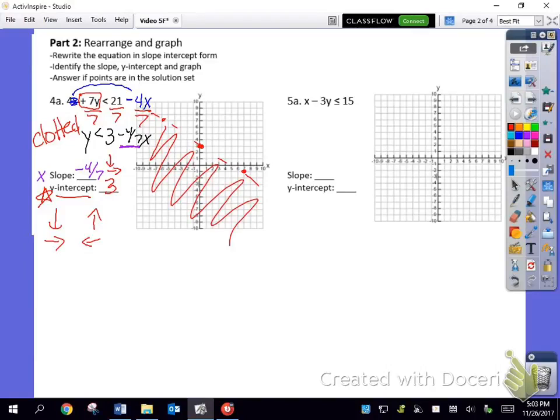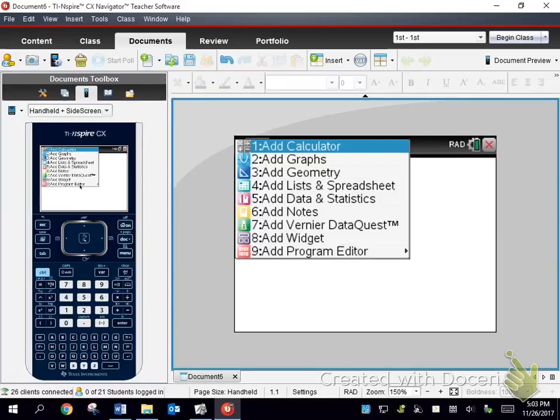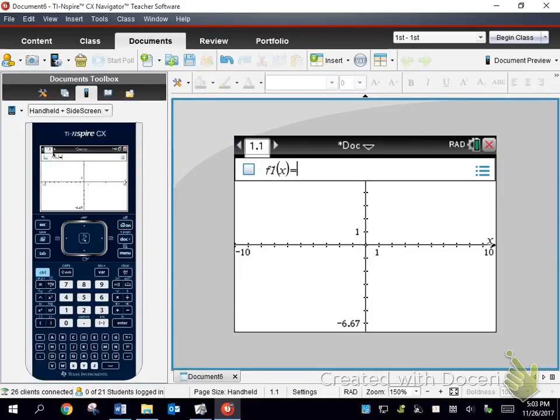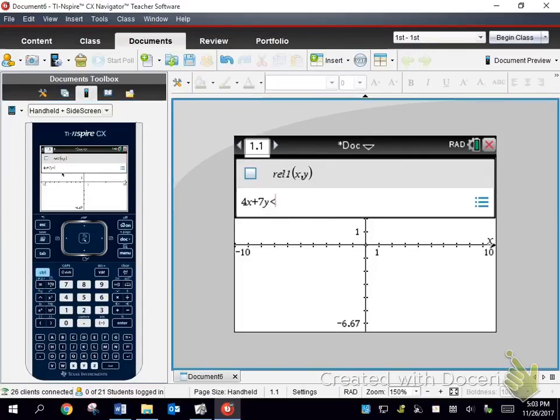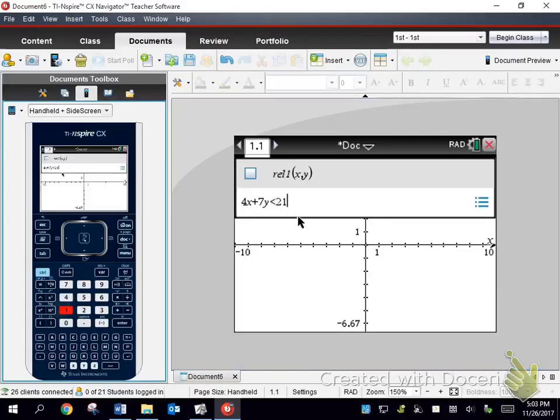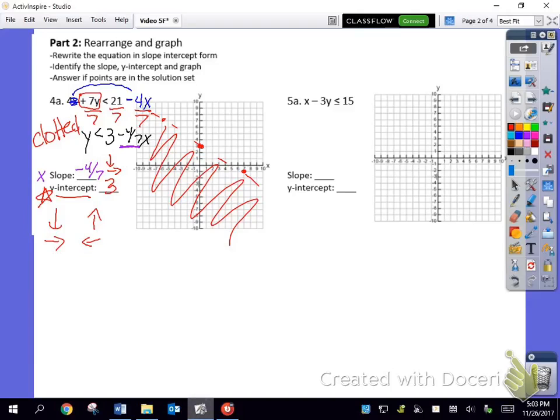Okay, now I'm going to show you something on your calculator that's pretty nifty, because some of you sometimes make a mistake. Go to relation, so go to 6. You can type that in, 4x plus 7y, and then do your inequality, control equal, less than, make sure you pull that up, 21, and then hit enter. Now, does that match? Yeah, that matches.